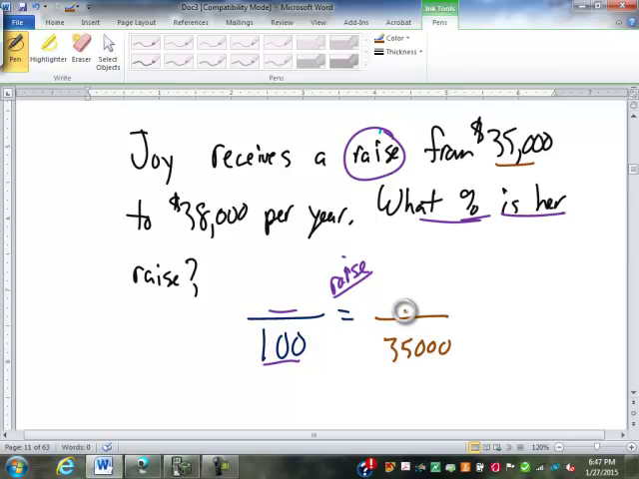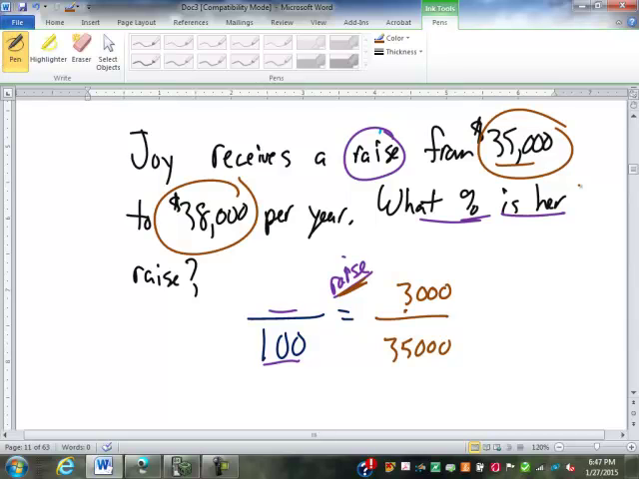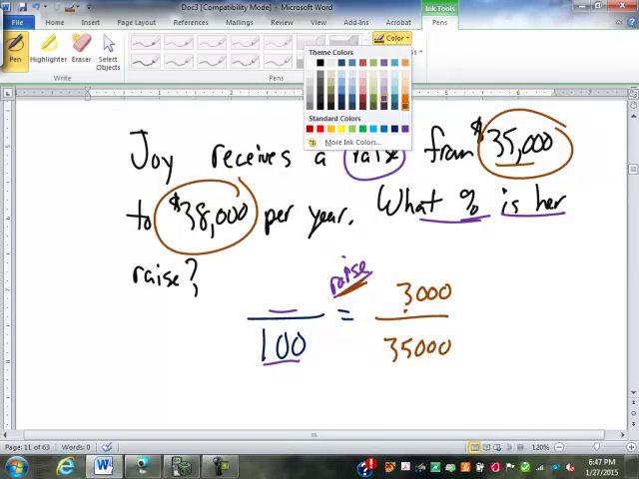Does the $38,000 go on top then? Does the $38,000 represent a raise? It represents her new salary after the raise. The raise is $3,000. Where did that come from? We had to subtract to get that number. So sometimes in these word problems, the number we're looking for isn't given. It has to be calculated from the other numbers that are.